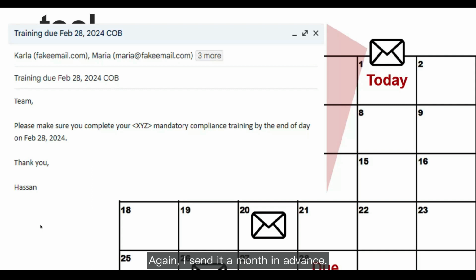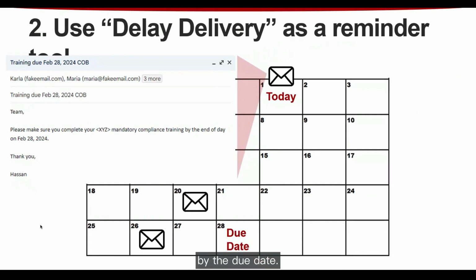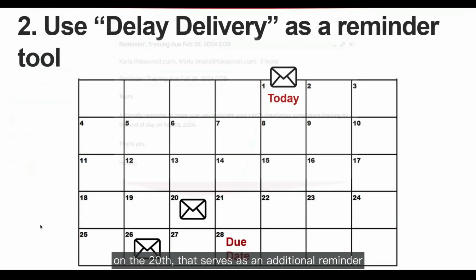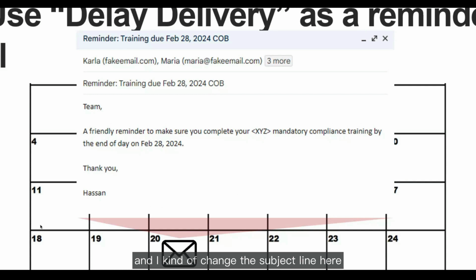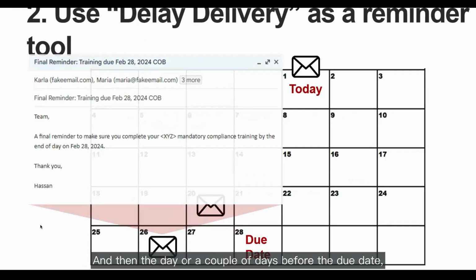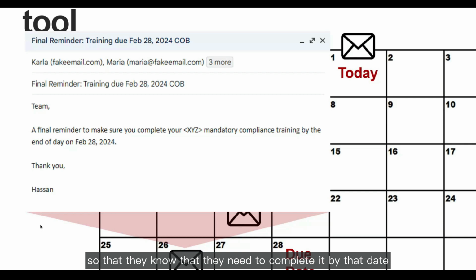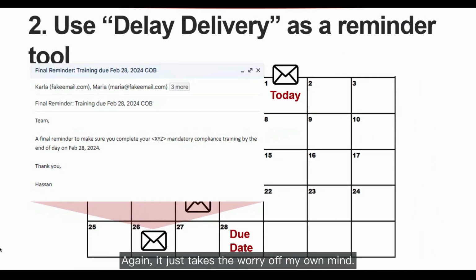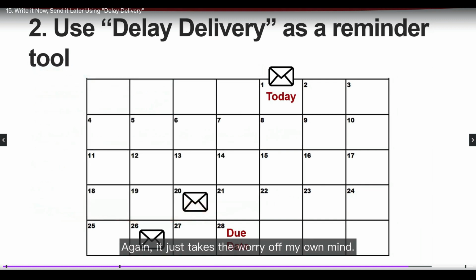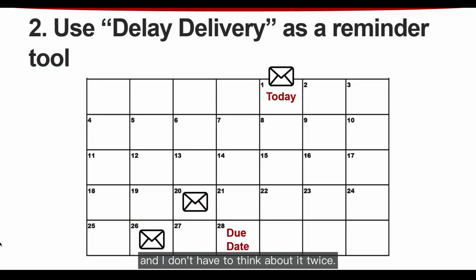Simple message. Again, I send it a month in advance, and what happens is only 30% probably of my team is actually going to remember to do this by the due date. So to avoid worrying about it, I send an email a week in advance on the 20th that serves as an additional reminder, and I change the subject line here to reflect a different reminder. And I ask the team as a friendly reminder to make sure they complete it. And then the day or a couple of days before the due date, I give them a final reminder so that they know that they need to complete it by that date and that I'm not sending any more reminders. Again, it just takes the worry off my own mind. I do that a month in advance and I don't have to think about it twice.